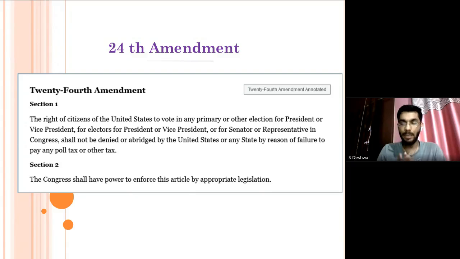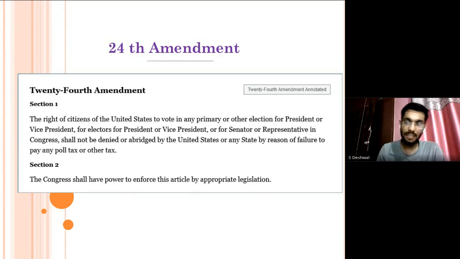The 24th Amendment, I am merely reading it, I am giving it a superficial reading for your convenience. So 24th Amendment में क्या लिखा है? The right of citizen of the United States to vote in any primary or other election for president or vice president, for electors for president or vice president, or for senator or representative in Congress shall not be abridged or denied by the United States or any state by reason of failure to pay any poll tax or other tax.